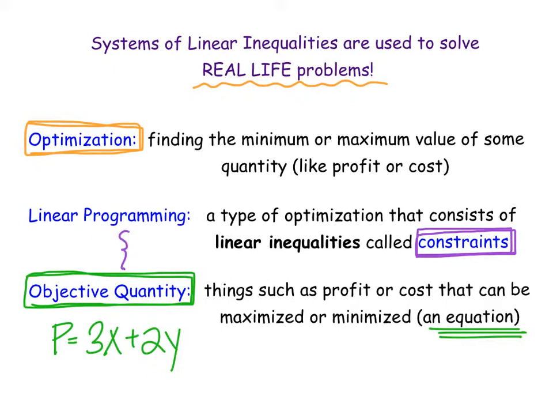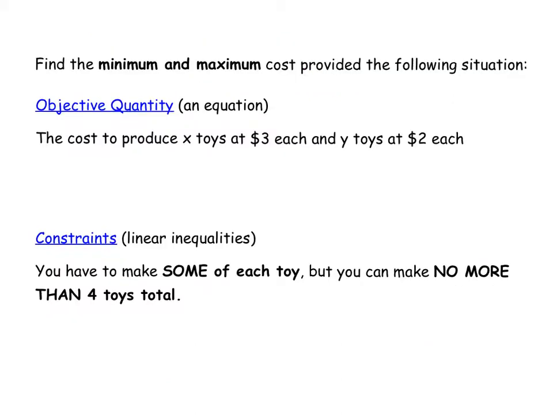Constraints and objective quantity are 2 things we're going to be hearing about a lot. We're also going to say the word optimization. We're going to ask you to optimize the different solutions to the problem. So when dealing with linear programming, you're presented with these real-world situations, and you need to come up with equations and inequalities to satisfy what's going on.